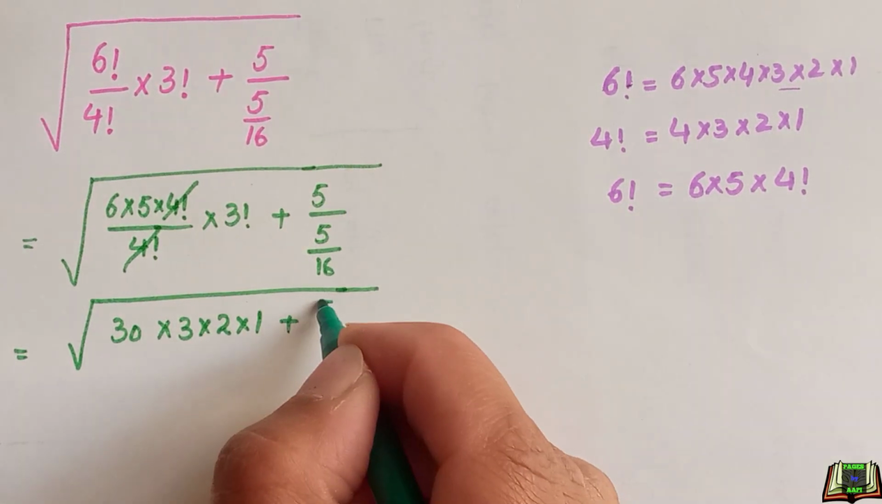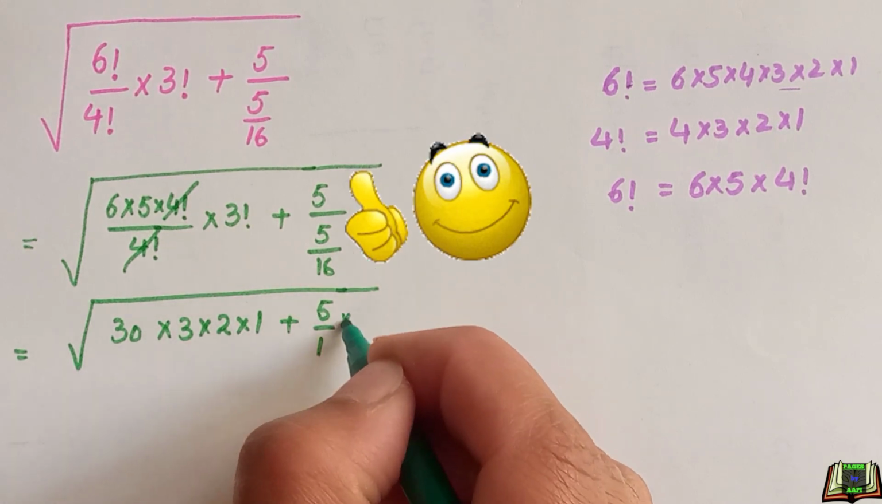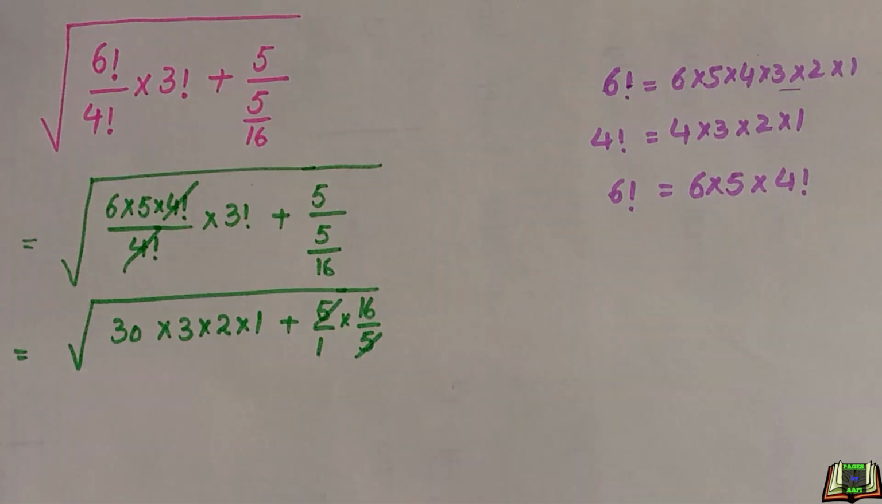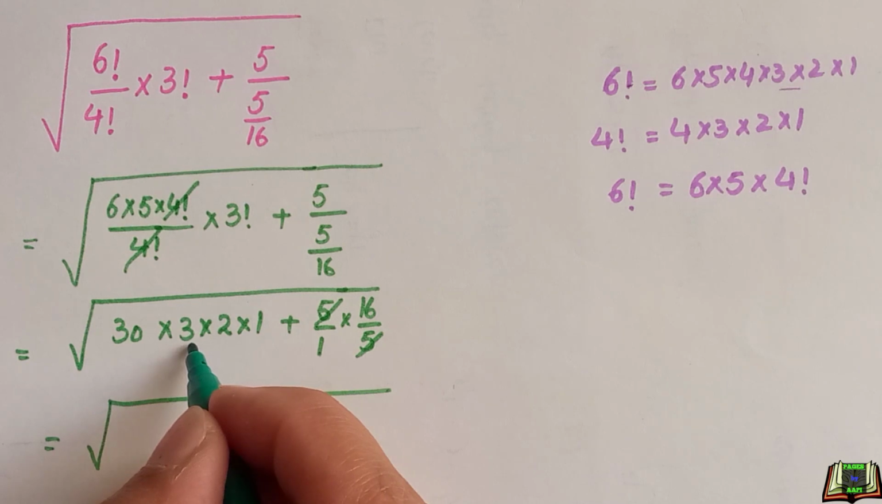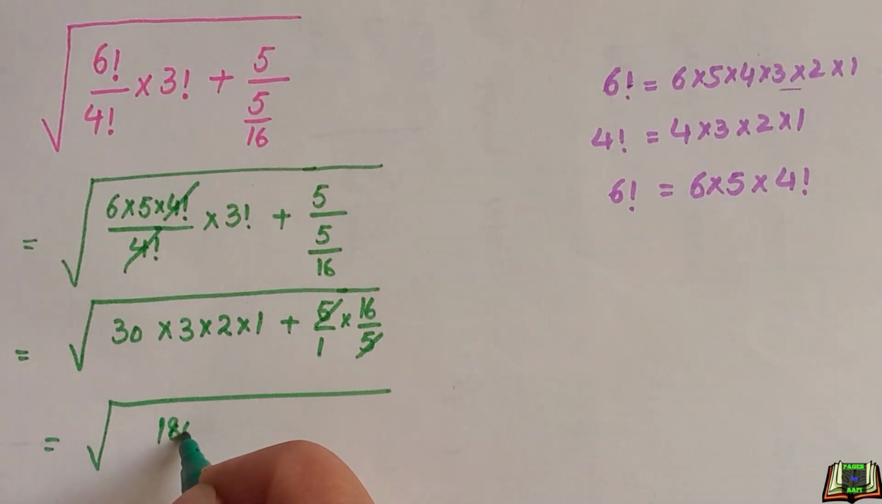5 is equal to 5 divided by 1, and after taking reciprocal, division will be changed into multiplication. So 16 divided by 5. 5 and 5 cancel out. 30 times 3 is 90 and 90 times 2 is 180.